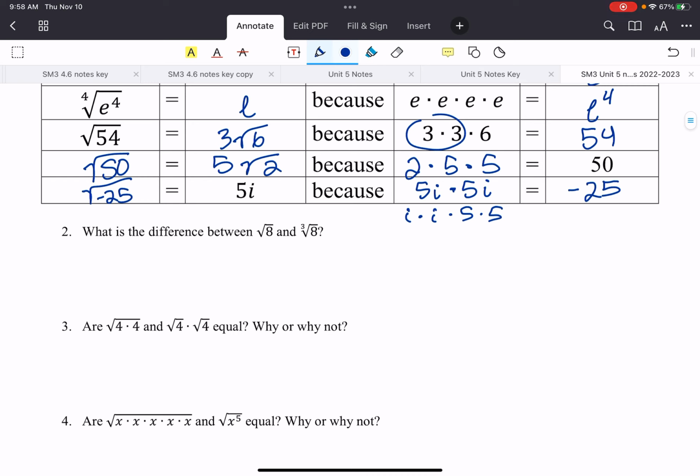What's the difference of square root of 8 and the cubed root of 8? Yes, Kaden. One's a square root, one's a cubed root. What does square root versus cube root mean? Square root. Finding the cube root. You would square root it normally and then multiply it by 3.